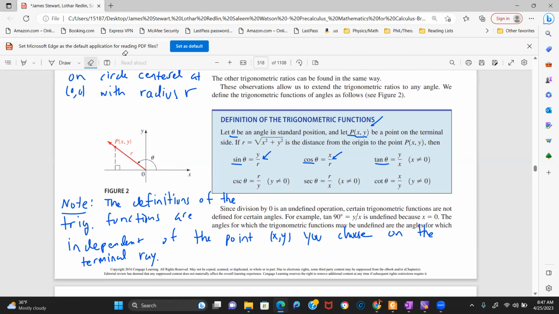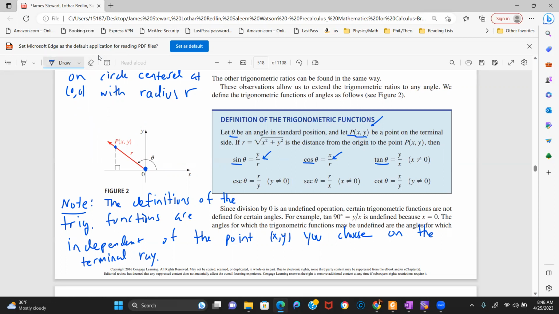So now with that in mind, the sine is the y coordinate over the radius of this circle. It will be the radius of a circle, but in other words, just the distance from the point on the ray x comma y to the origin. That's what r represents.